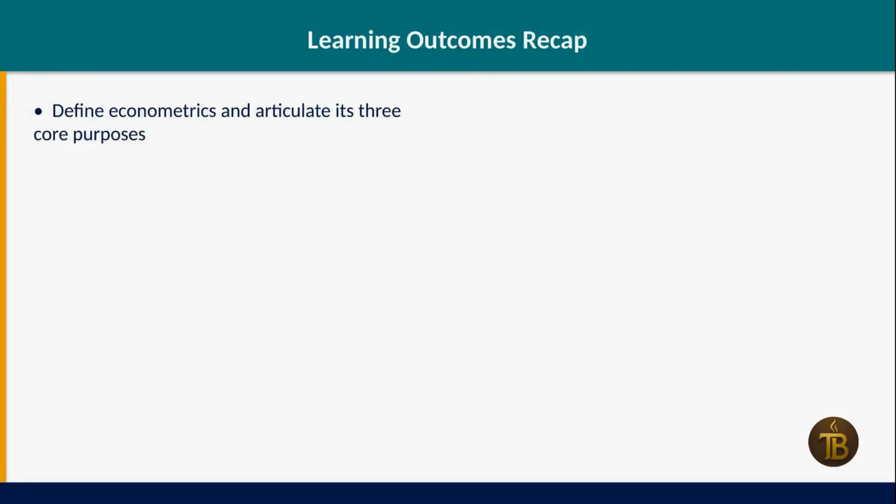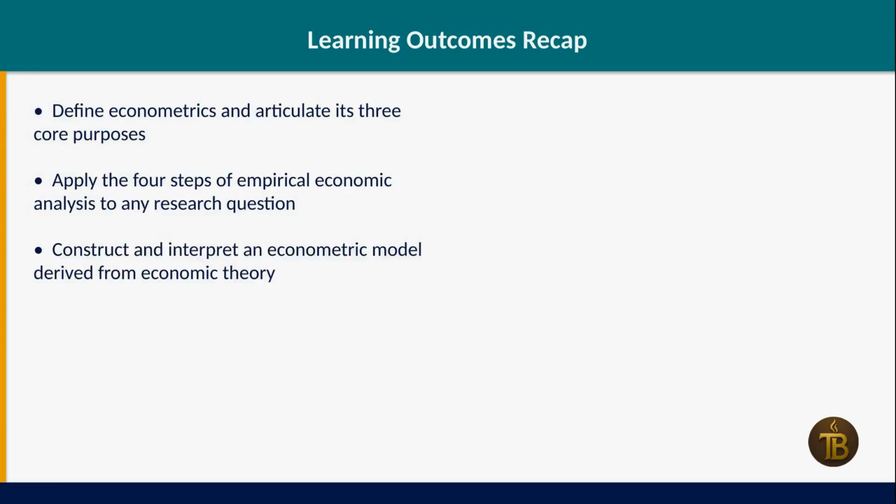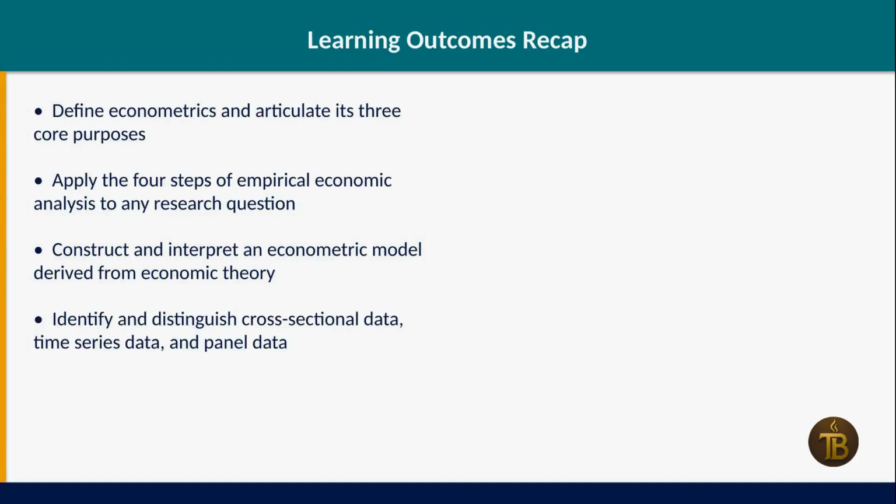Let's recap everything we've covered today against our original learning outcomes. First, we defined econometrics and articulated its three core purposes. Second, we covered how to apply the 4 steps of empirical economic analysis to any research question. Third, we learned to construct and interpret an econometric model derived from economic theory. Fourth, we learned to identify and distinguish cross-sectional data, time series data, and panel data.